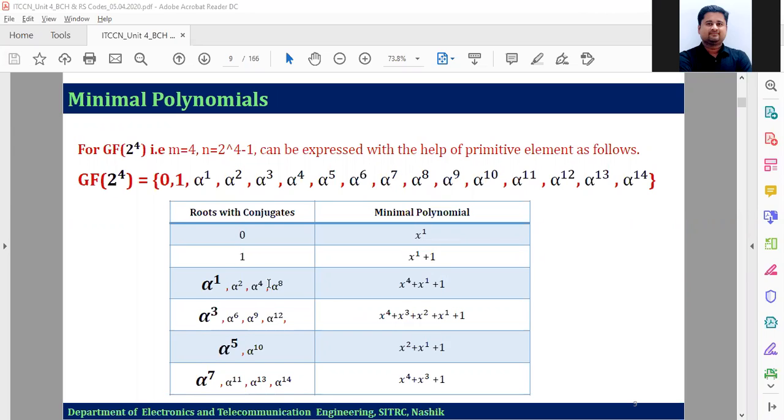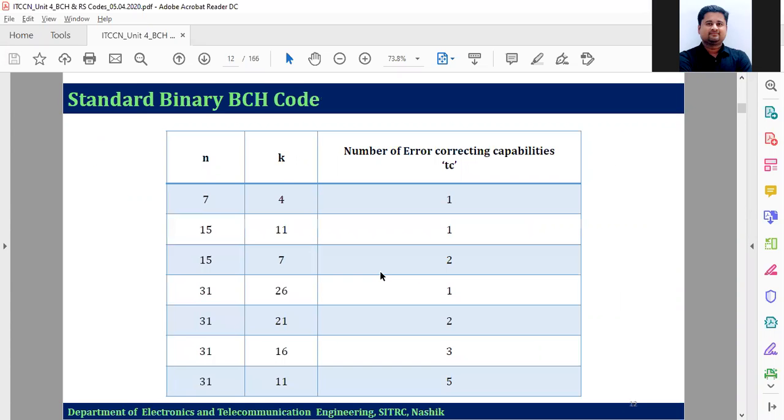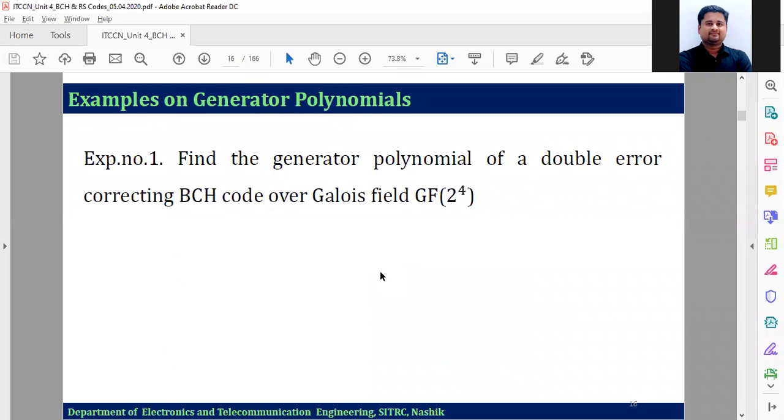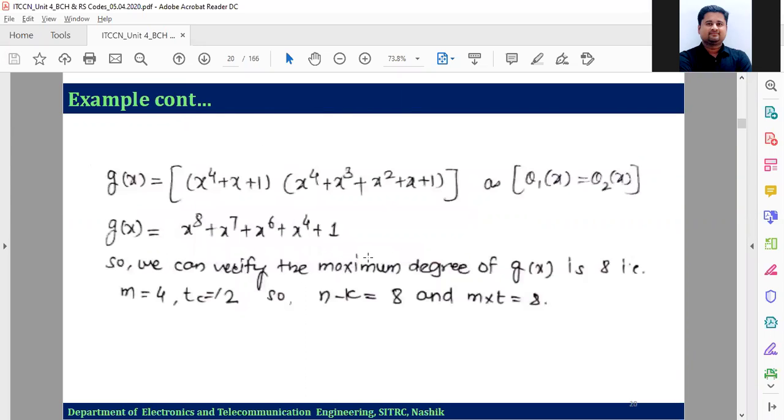This table is very important for today's session. You have to have the knowledge of this minimal polynomials, and then the construction of that Galois field is very important. So we have seen the numericals on the generator polynomials, how to construct the generator polynomial for BCH code. So I hope you have these things in your mind.